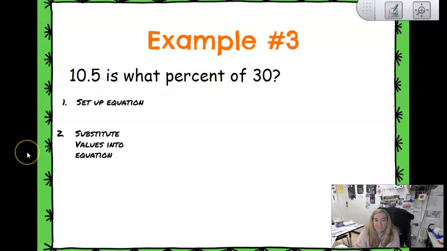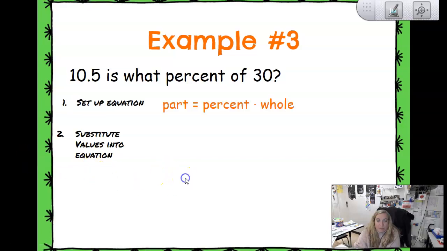All right, we are back here at part 2 to finish up the rest of the packet on the percent equation. So we left off on the beginning of example 3, where we were going through and setting up the equation with part equals percent times whole. So the next thing we need to do is start substituting the values into the equation.